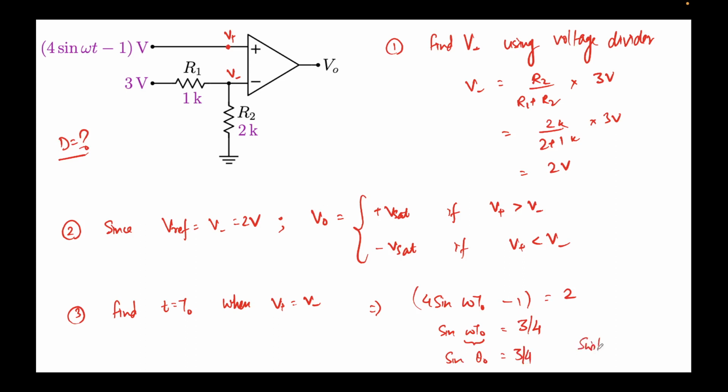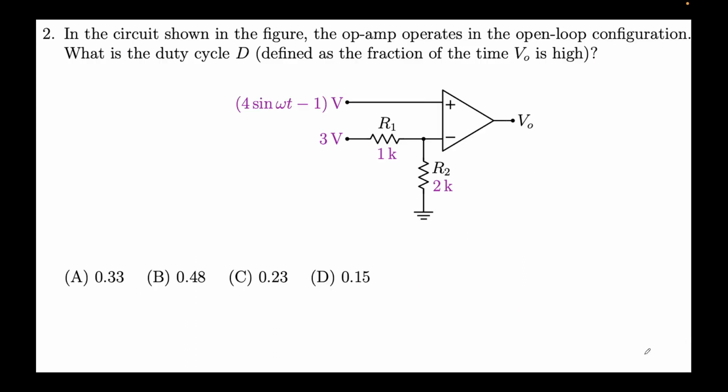So switching happens at theta naught. What do I mean by that? Let's draw this signal first. This is 4 sine omega t minus 1. At t equal to 0, the value is minus 1, that is here. When omega t reaches pi by 2, this will be 4 minus 1, so this will be 3 volts, somewhere over here. And then it will go negative, and then it will be minus 4 volts.